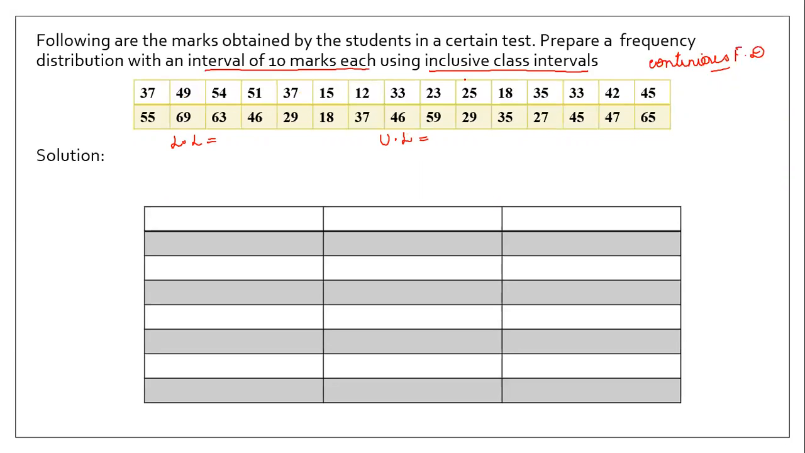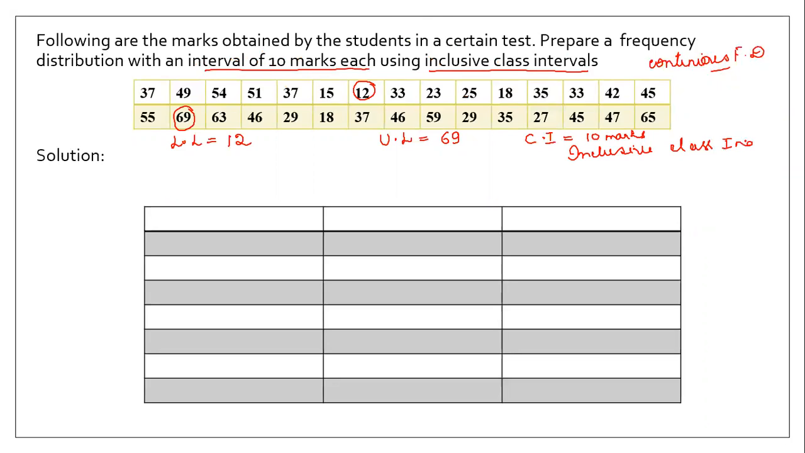So if you see the data or the values that are given here, which is the lowest value here, that is 12. 12 is the lower limit, and if you see the upper limit, I think it is around 69. After that there is no other number, so 69 is the upper limit. So what they have asked here is, you have to see the question properly. They have asked us to make a class interval. The class interval should be of the width size of 10 each, 10 marks each, and it should be an inclusive class interval.